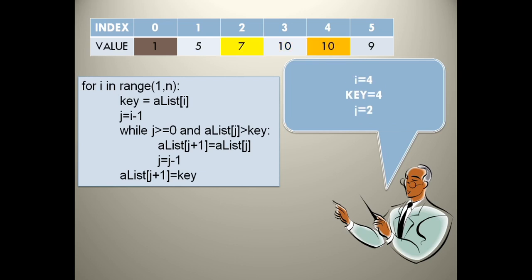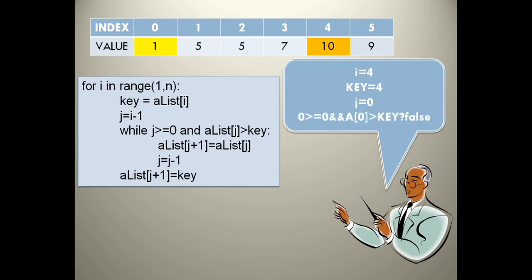Now what will happen? We'll see this element. A of 2 is greater than 4. True. Therefore what you can see, it will also be copied. A of 2 will be copied in A of 3. Now A of 1 is compared with key. Yes, it is greater. Therefore 5 will be copied here.